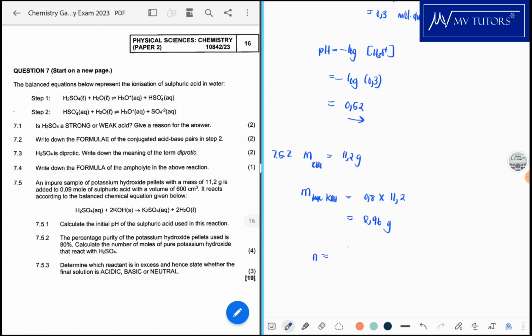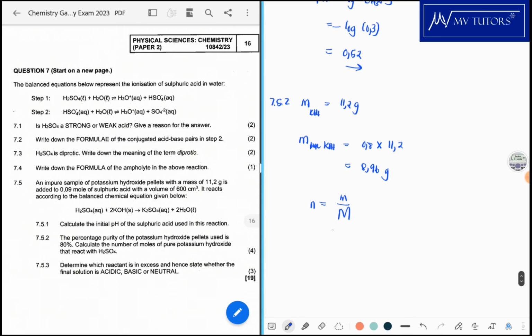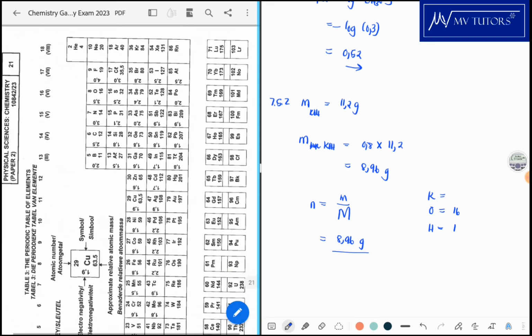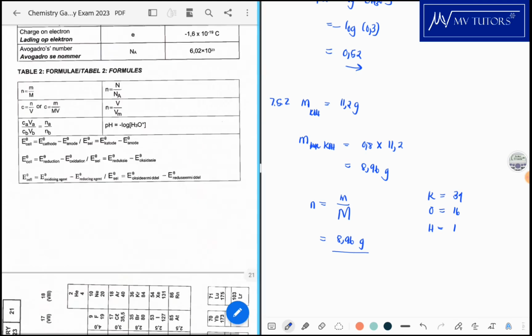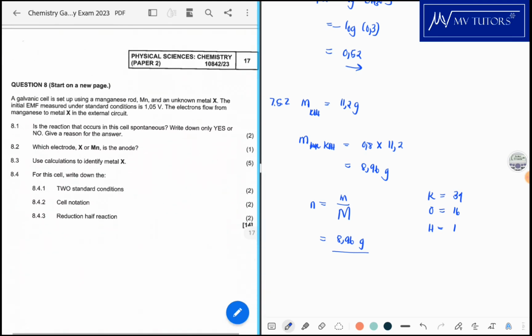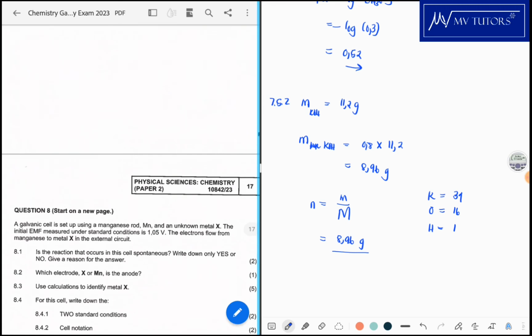Number of moles is equal to mass over molar mass. Our mass is 8.96 grams, and for the molar mass of potassium hydroxide, I know hydrogen is 1 and oxygen is 16. I don't know about potassium, so let's go check it out. It's in group 1. Potassium is 39. So 39 plus 1 is 40, and 40 plus 16 is 56.